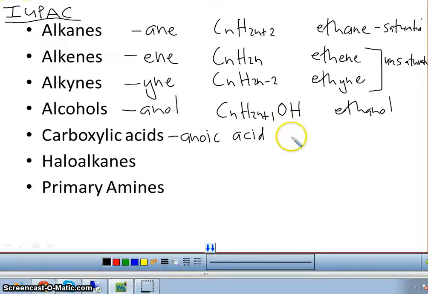So carboxylic acids have the functional group of COOH is how we write it, but it is of course C double bond O, OH.